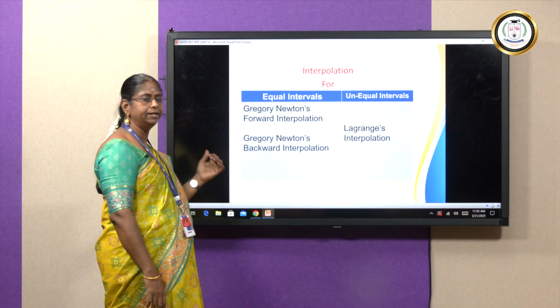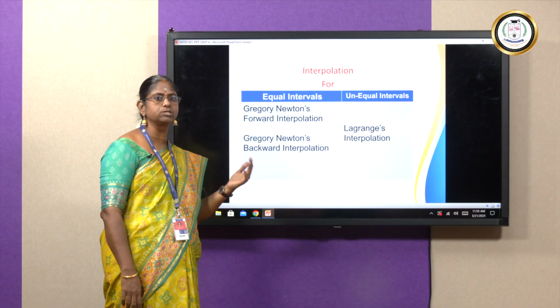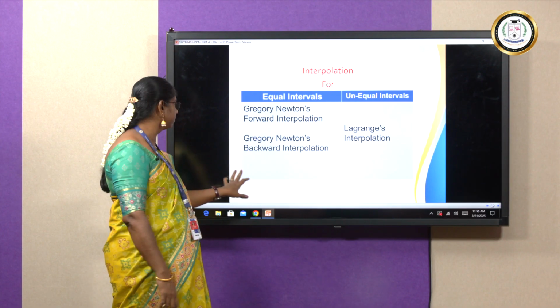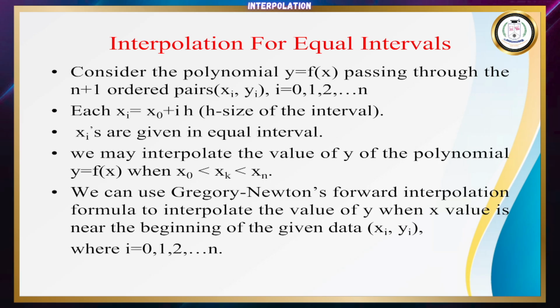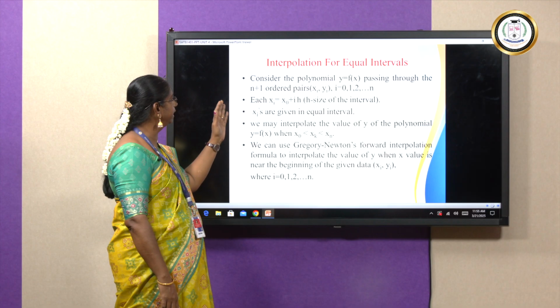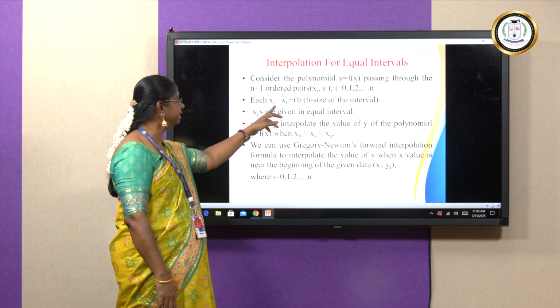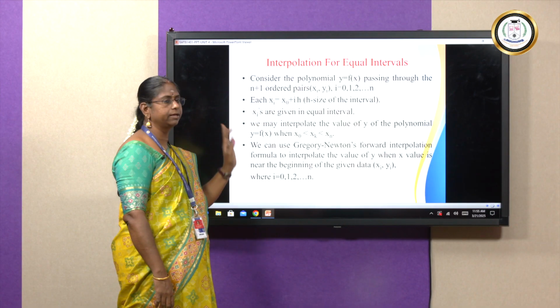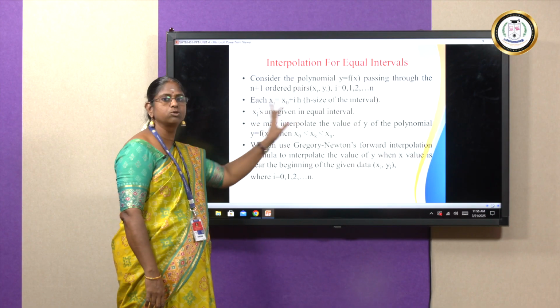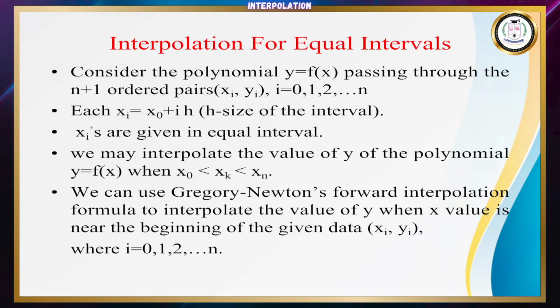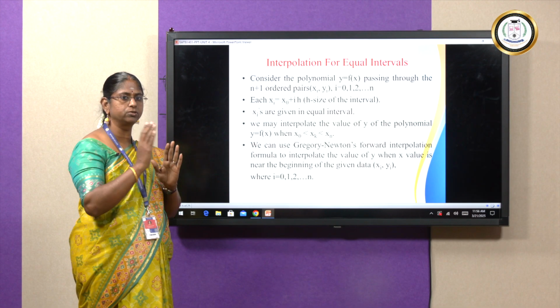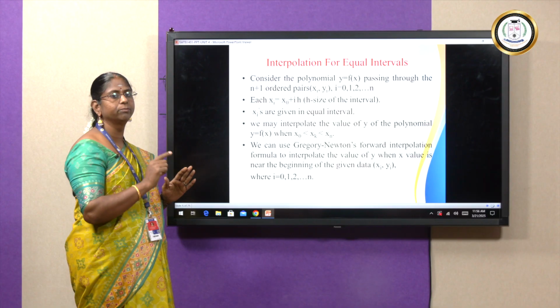So how can we identify whether the values of x are given in equal or unequal interval? It is given here. Look at the function y is equal to f of x, which passes through the points xi, yi, that is n plus 1 ordered pairs, and note down each xi is equal to x0 plus ih, and h is the size of the interval. That means the xi's are given in equal interval. For example, if I have 2, 4, 6, 8, then you can say the difference between 2, 4, 6 is 2. So that is my size.